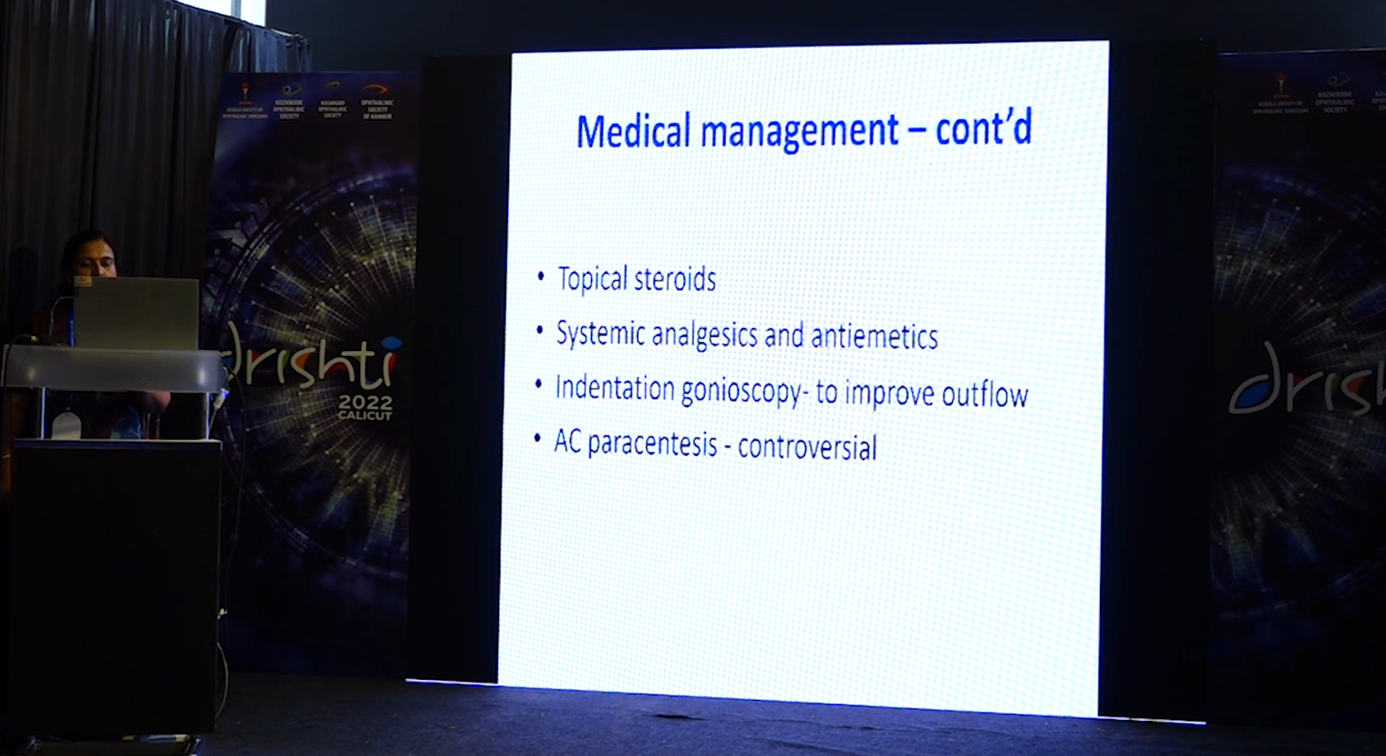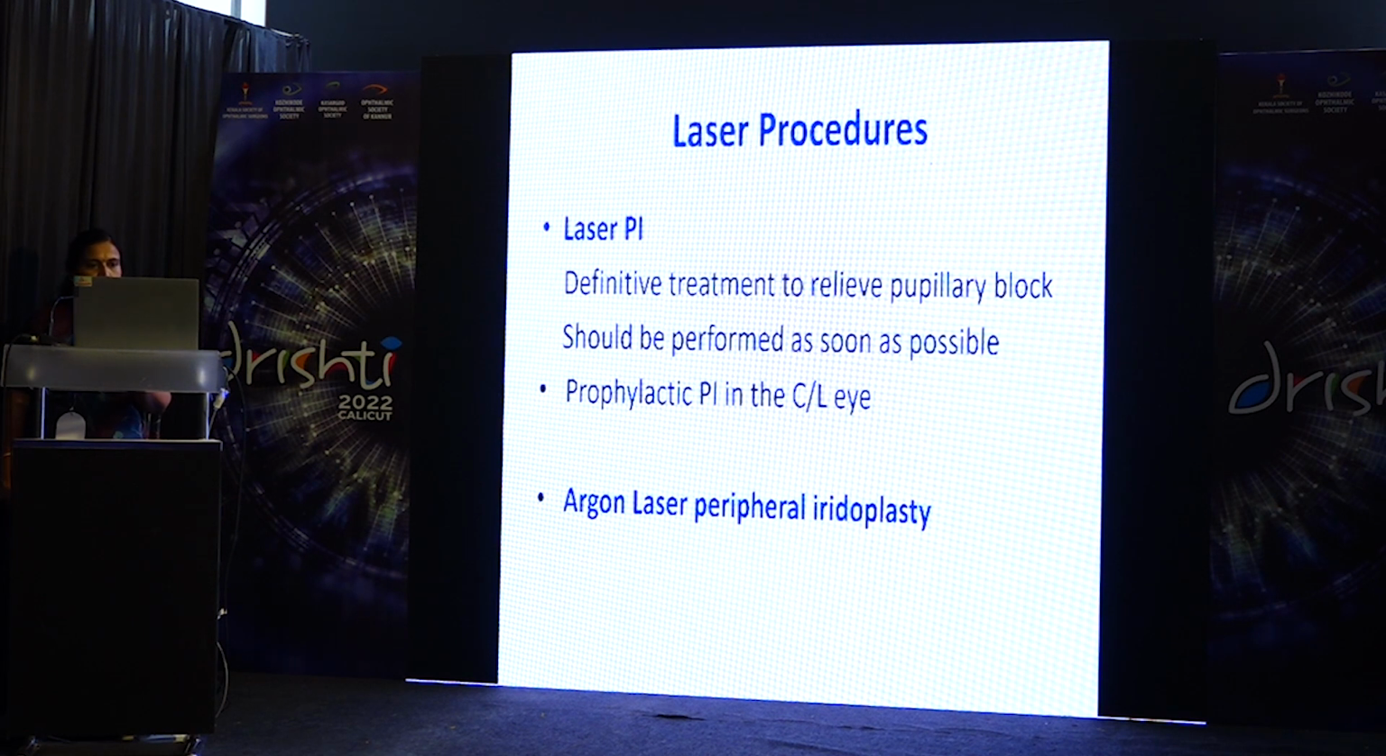You can start topical steroids to treat the inflammation, systemic analgesics, antiemetics, and if the pupillary block is not relieved and the IOP is remaining high, you can even indent the central part of the cornea with a gonioscope or even a bud. It may sometimes facilitate outflow. And anterior chamber paracentesis is controversial. It is up to the discretion of the treating surgeon.